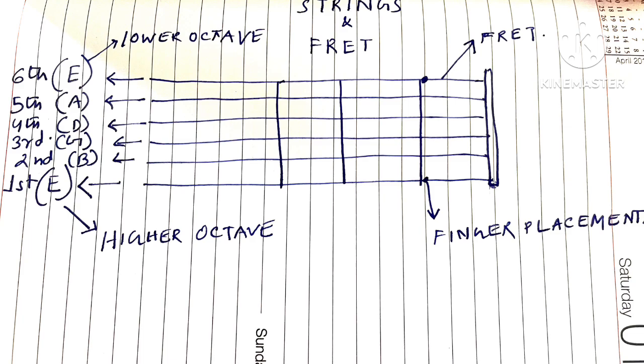The second string is known as the B string. The third is the G. The fourth is the D. The fifth, the A, and the sixth is the E again, but it is of the lower octave.